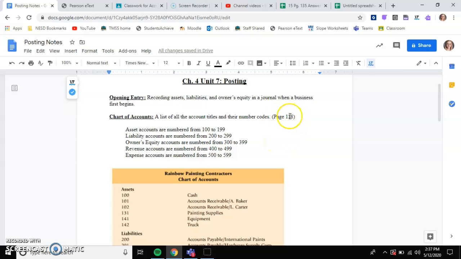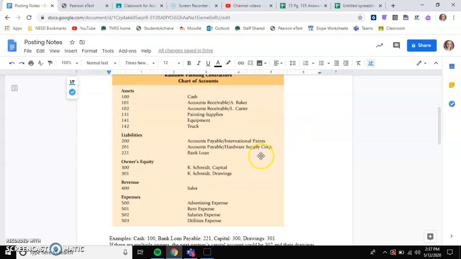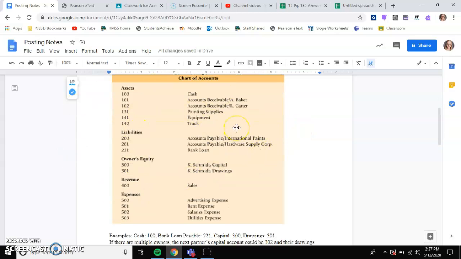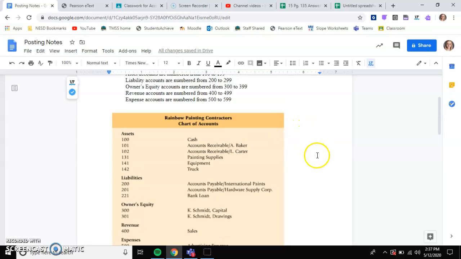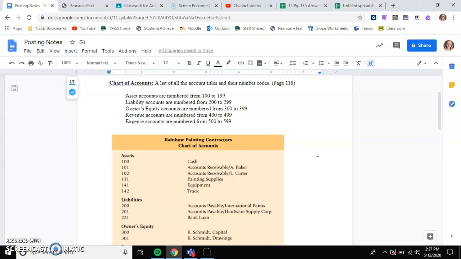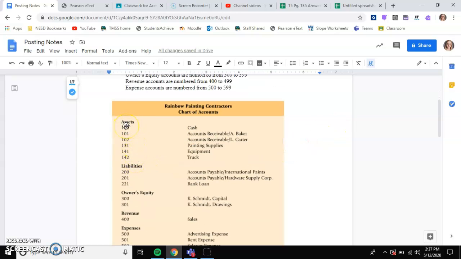On page 118 of your textbook, I actually screenshot this and I put it here as an example of Rainbow Painting Contractors. That's a business. Your assets are always 100s. Your liabilities are always 200s. Owner's equity, 300s. Revenue, 400s. Expenses, 500s. So you start at 100, and most textbooks use 100 as cash.